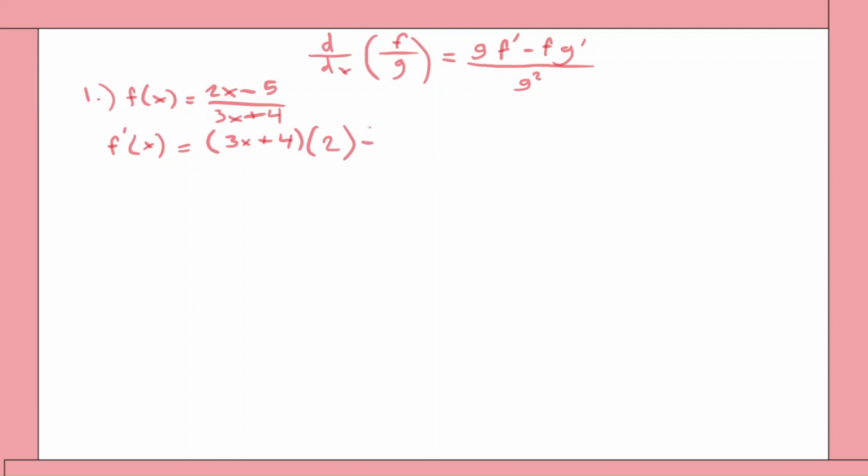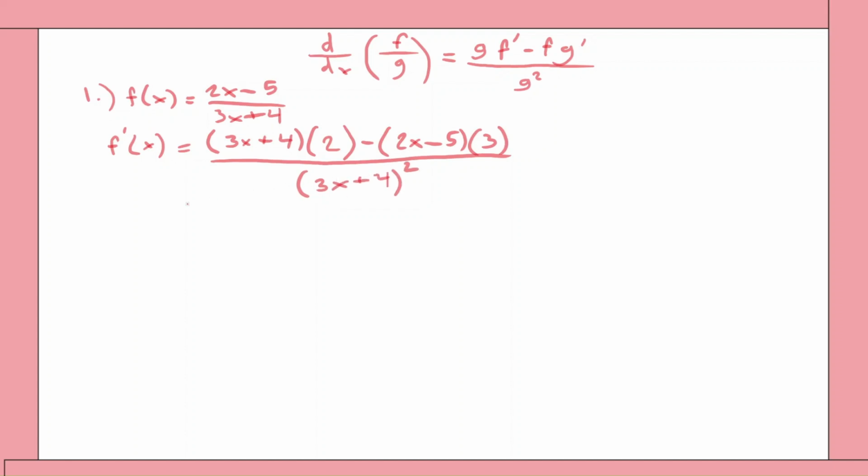Then you're going to subtract f, just what f is in the function, so 2x minus 5. And then you're going to multiply that by the derivative of g, the bottom function. And kind of like before, we know the derivative of x is 1. 1 times 3 is 3. And the derivative of a constant is 0. So it's just going to end up being 3. And this is all going to be over g squared. So the original g function, we're just going to square it. How that looks is simply 3x plus 4, and we're going to square the whole thing.